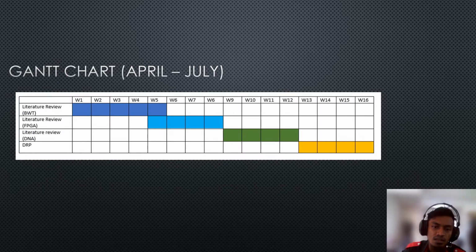As for now, this is the Gantt chart from April until July, where we have performed the literature review on Burrows-Wheeler transform, FPGA, and DNA until week 12. Then after week 12, or 3 months of writing the literature review, I will make preparation for the defense of the research proposal, which is in early September.